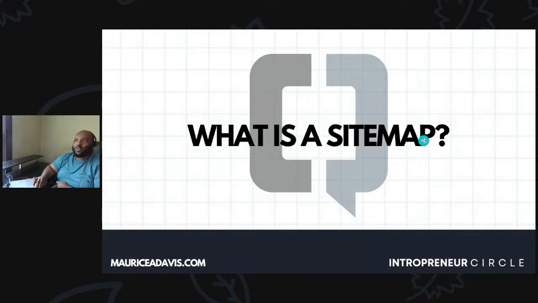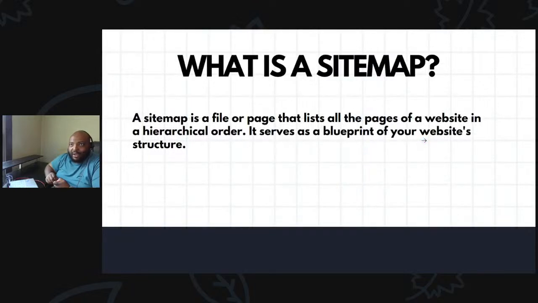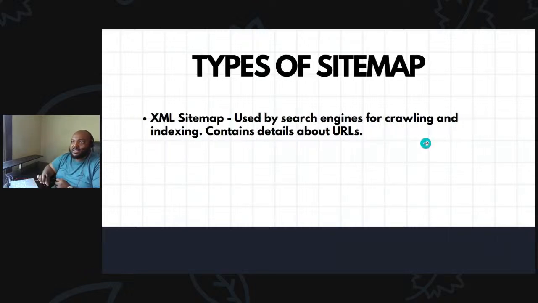So first off, what is a sitemap? Well, a sitemap is a file or page that lists all the pages on a website in a hierarchical order. It is the blueprint for your website. Before I get into that, what are the types of sitemaps? The first one is the XML sitemap. Your sitemap is used by search engines for crawling and indexing.